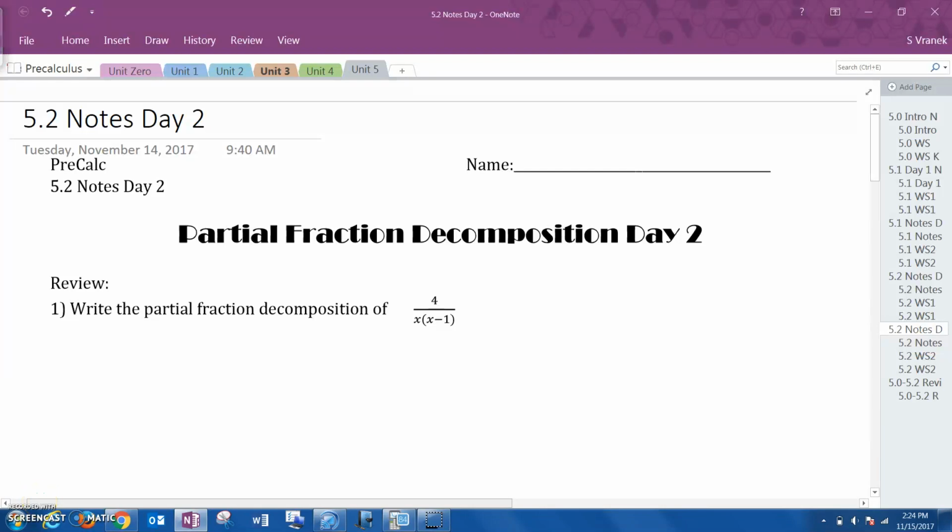Alright class, this is the last video before your quiz. This is Partial Fractions Decomposition Day 2, which deals with repeated linear factors on the bottom. So I'm going to skip number 1, which is review.